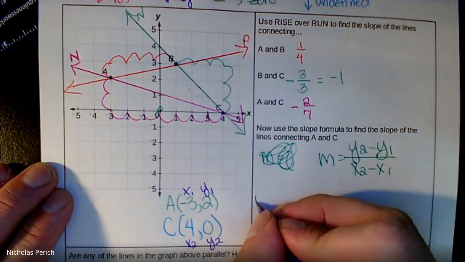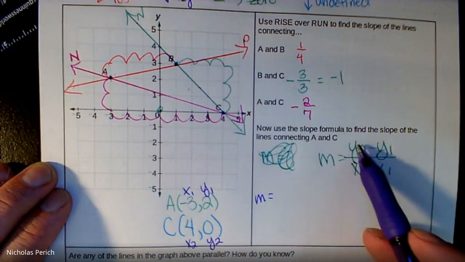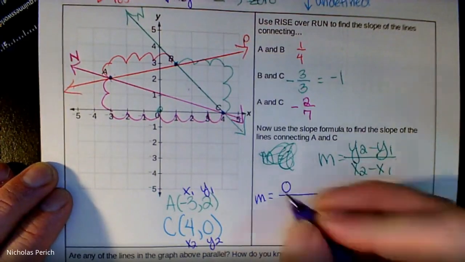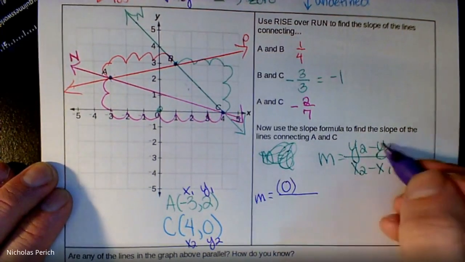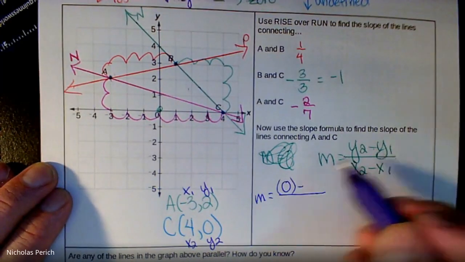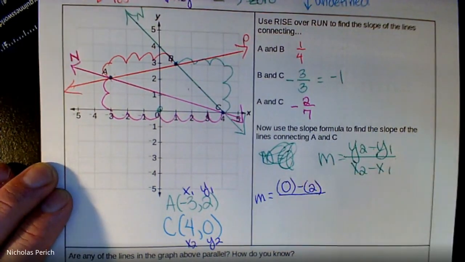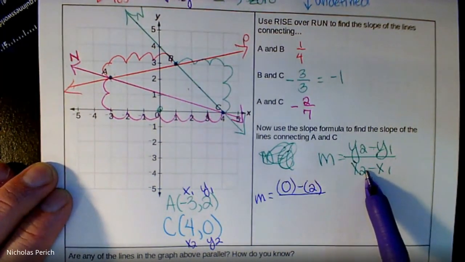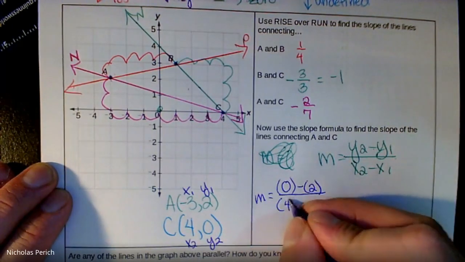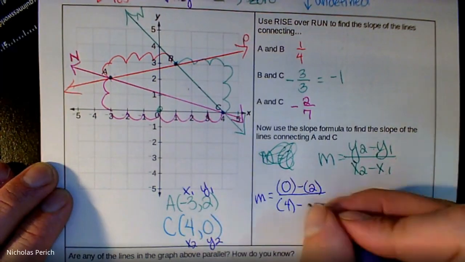So I'm going to rewrite that formula and plug in those numbers. M equals, instead of y sub 2, I'm going to plug in 0. Always put the minus sign in the middle. Instead of y sub 1, plug in 2. Instead of x sub 2, plug in 4. And instead of x sub 1, plug in negative 3.